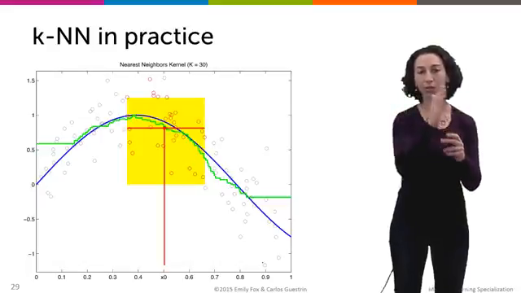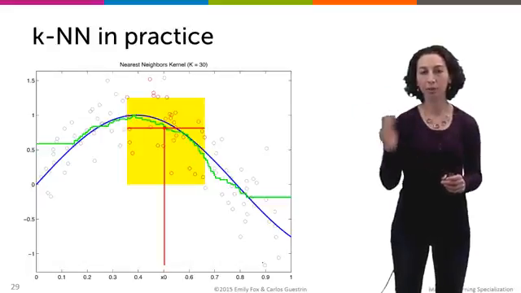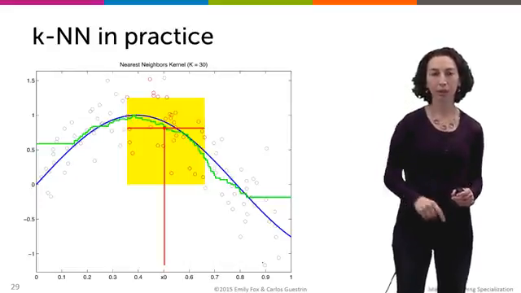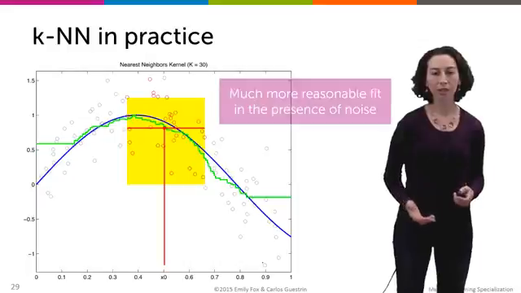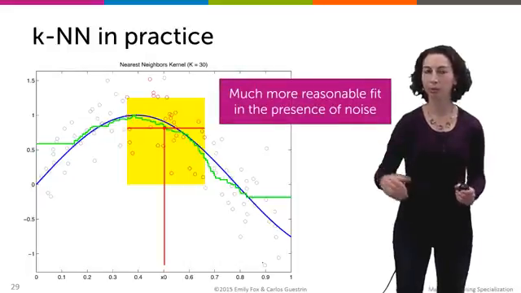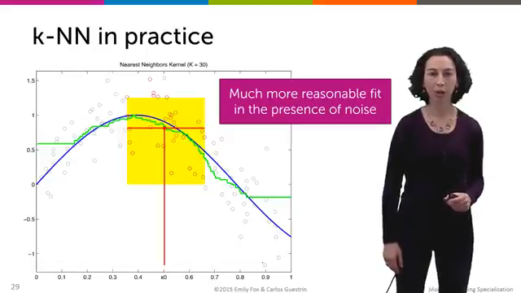And we can repeat this for every value of our input space, and that's what's going to give us this green curve. And so what we see here is that this fit looks much more reasonable than that really noisy one nearest neighbor fit we showed before.